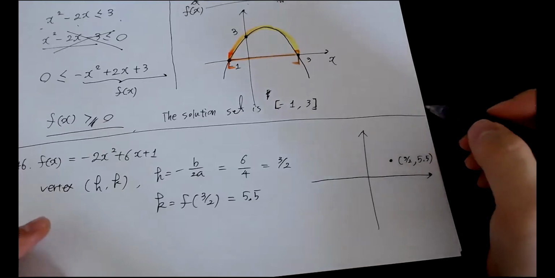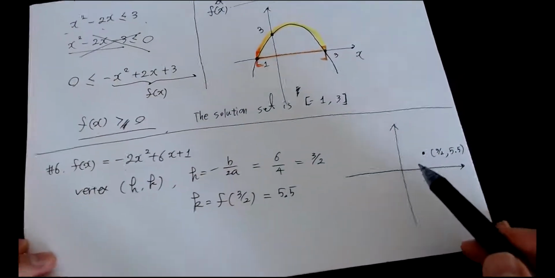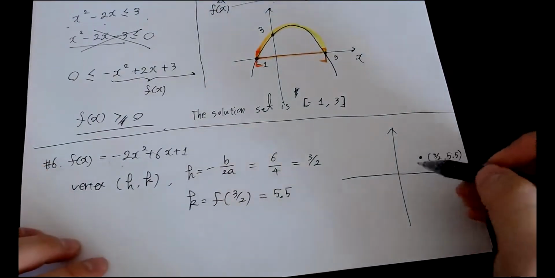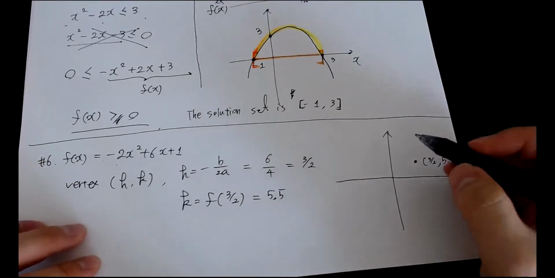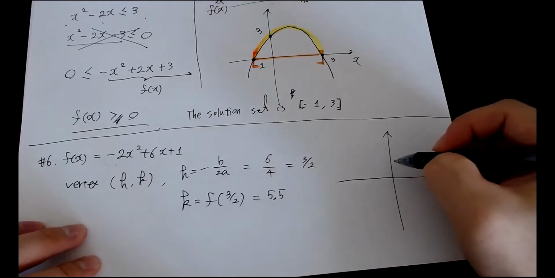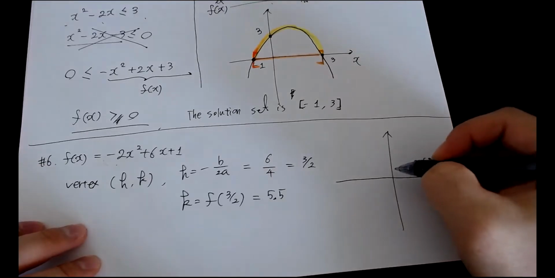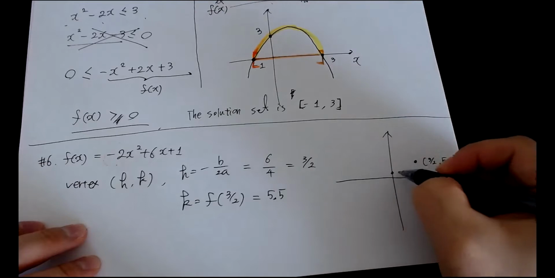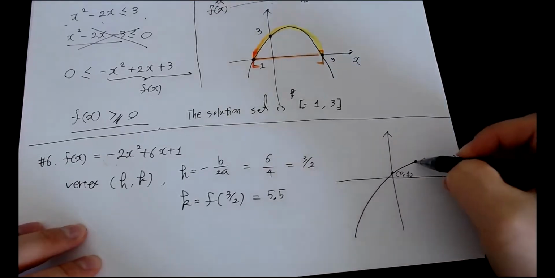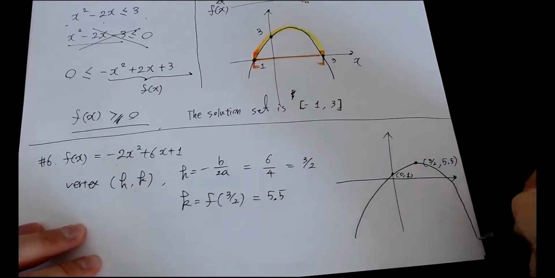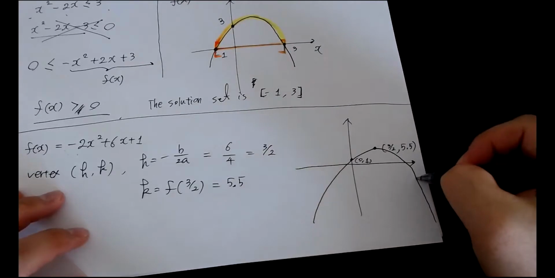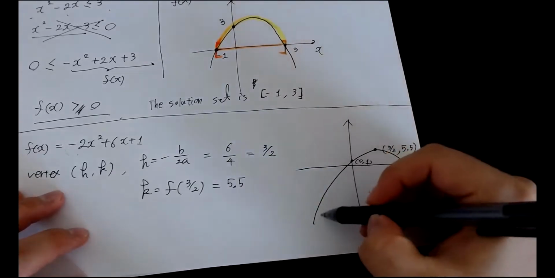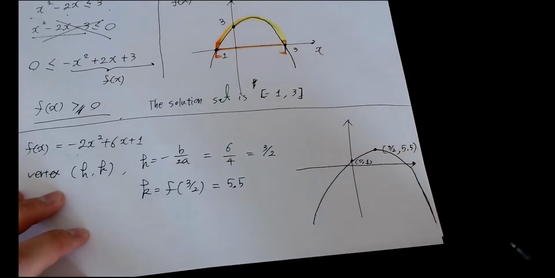And then see the leading coefficient is negative. It means that the graph must be a parabola that opens down. And then the y-intercept must be (0, 1). Right here, so this is (0, 1). So the graph must be like this. Sorry, this is not quite accurate, but please understand that.